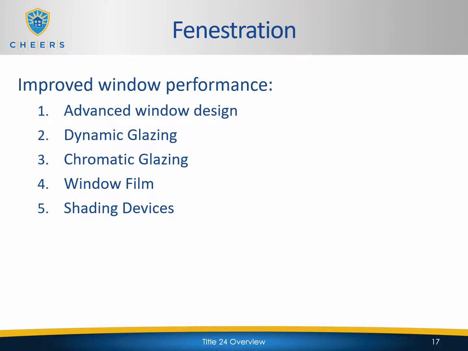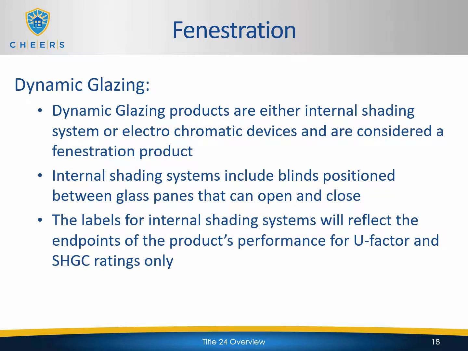Now, there are things that we can talk about when it comes to improved window performance, and these are not items that are in Title 24, but nonetheless, these are things that can help installers or builders add certain products to increase the values of their windows. So dynamic glazing products are either internal shading systems or electrochromatic devices and are considered a fenestration product. Internal shading systems include blinds positioned between glass panes that can open and close. The labels for internal shading systems will reflect the endpoints of the product performance for U-factor and solar gain coefficient ratings only.